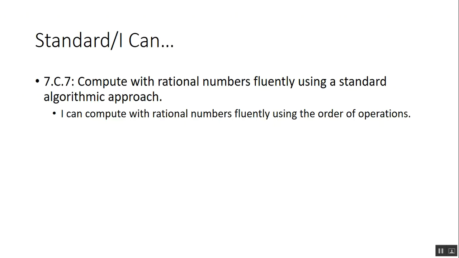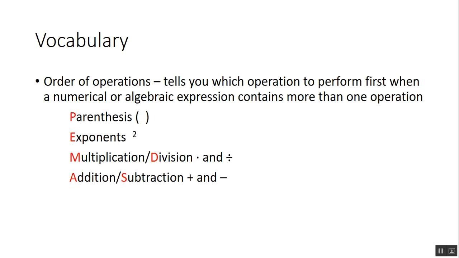Today we're going to take a little time and cover order of operations. So you do have a standard, being able to compute fluently with rational numbers, standard algorithmic approach, that's adding, subtracting, multiplying, and dividing. Remember, you don't need to write this down. Our vocab today is just order of operations, and an order of operations tells you which operation to perform first when a numerical or algebraic expression contains more than one operation.